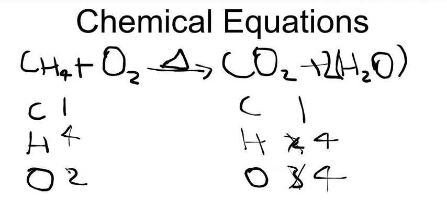Okay, but for oxygen, there were 2 oxygen here, and somehow 4 were created. We can't have that. So then we put a 2 here, which means 4. Now the whole equation is balanced because there are the same number of things on every side.